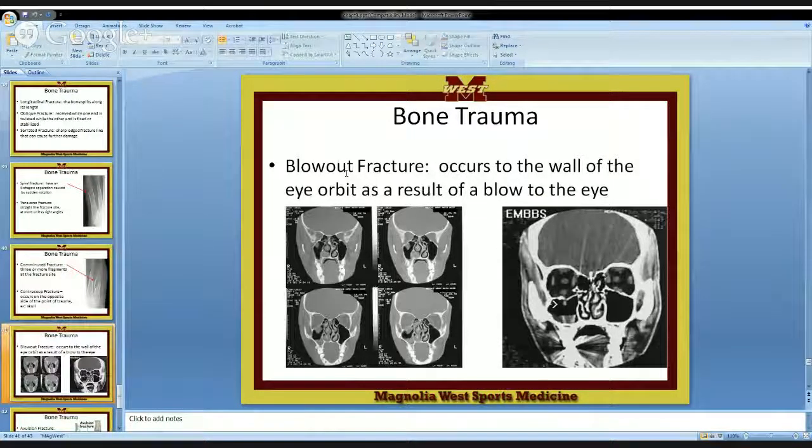What fracture occurs to the wall of the eye socket as a result of a blow to the eye? There's a big hint in there, but it's a blow to the eye. The blowout fracture.